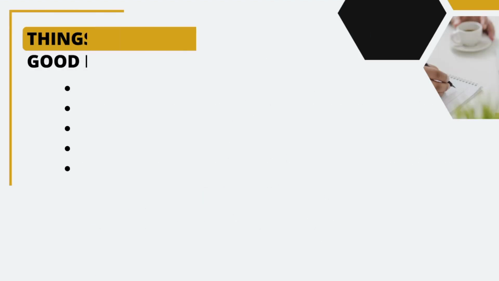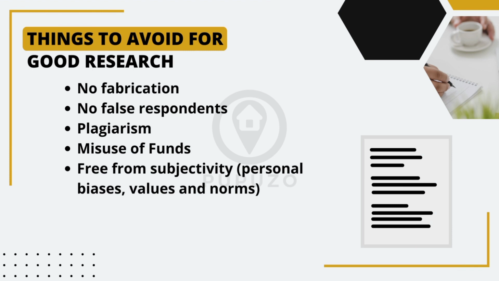Now, let's discuss some important things to avoid for conducting good research. These include avoiding fabrication, false respondents, plagiarism, misuse of funds, and staying free from subjectivity, which includes personal biases, values, and norms. Adhering to these principles ensures the integrity and ethical conduct of research.